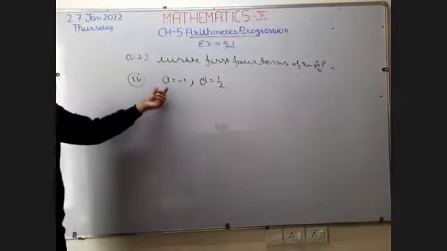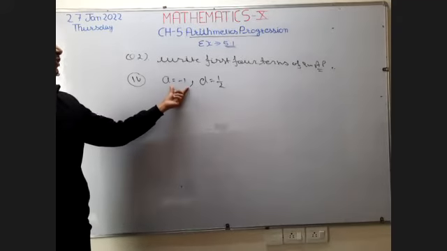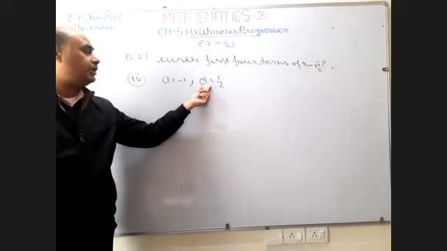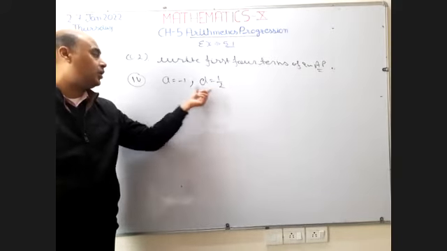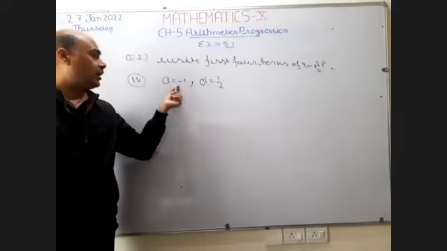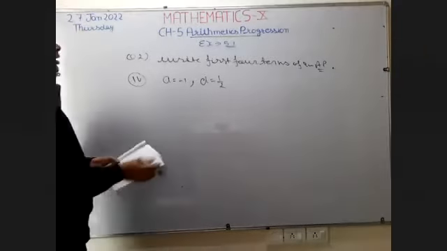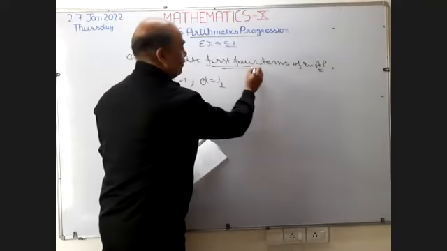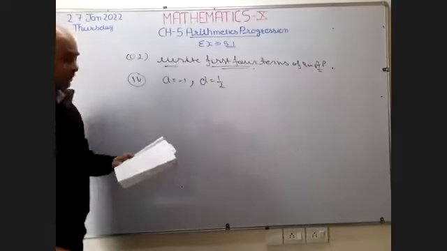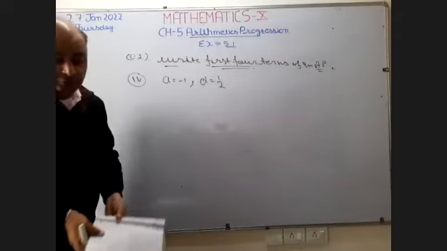What is the meaning of A? The meaning of A is that the first term of the AP is given, and what is the meaning of D? It means the common difference of the AP is 1/2. The first term of the AP is -1, and the common difference is 1/2. So in this question, we're going to write the first 4 terms of an AP. It is already given as an AP. We have to write the first 4 terms of the AP.